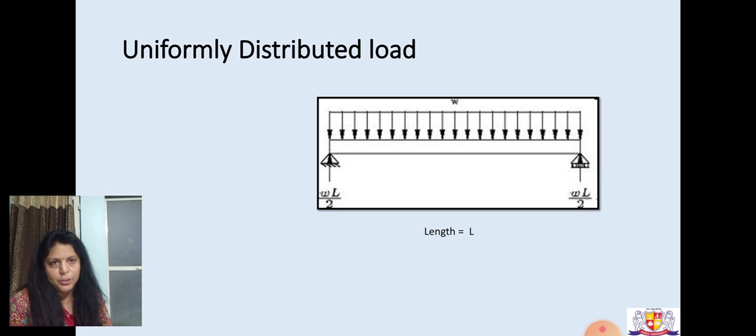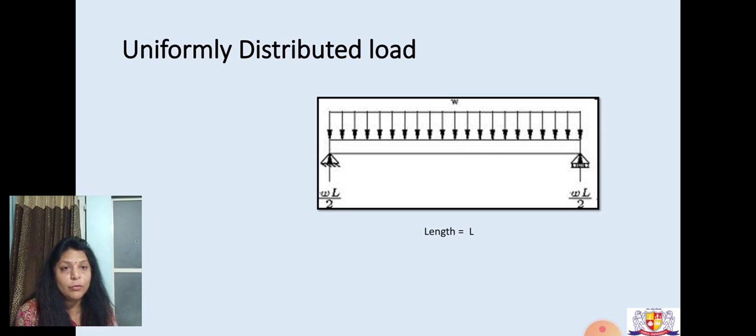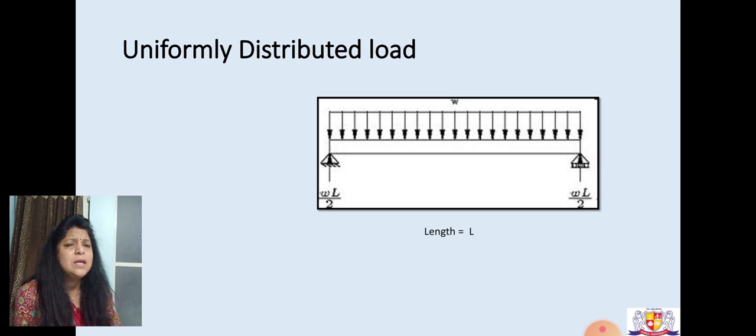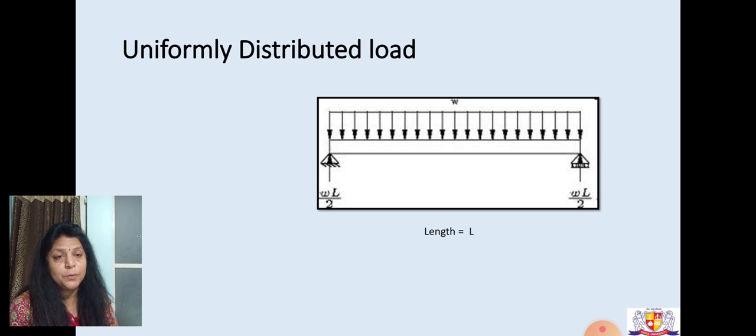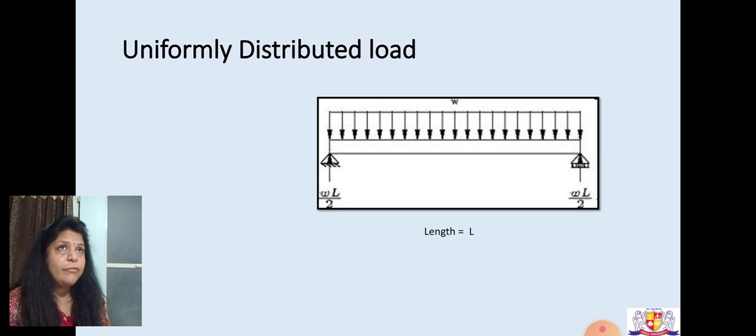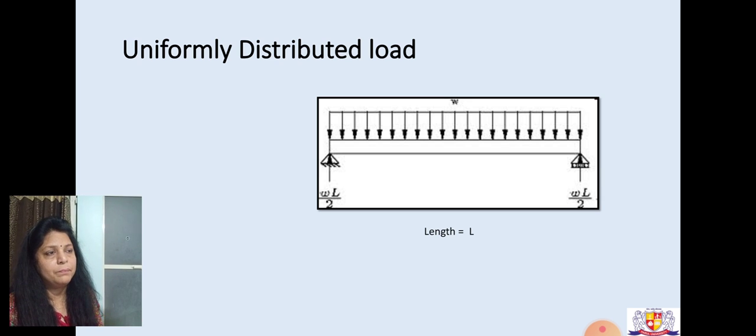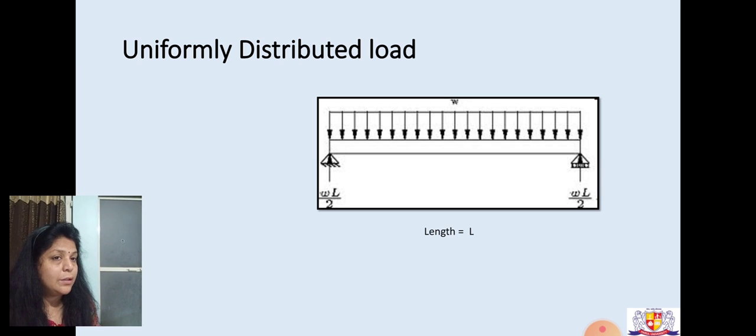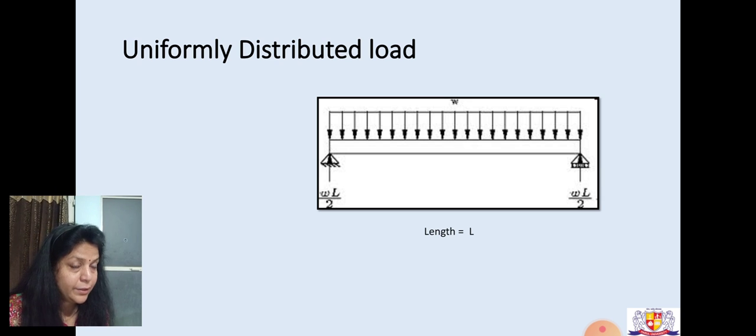Now uniformly distributed load. You can see the diagram of a uniformly distributed load. I want to give you a very simple example. Take a particular beam, the length of the beam is 3 meters, the depth of the beam is 800 mm, the width of the beam is 400 mm. Throughout the length, the beam has the same dimension and is made up of the same material.